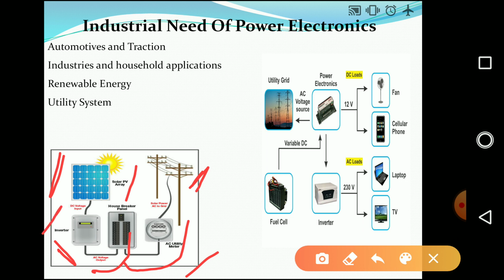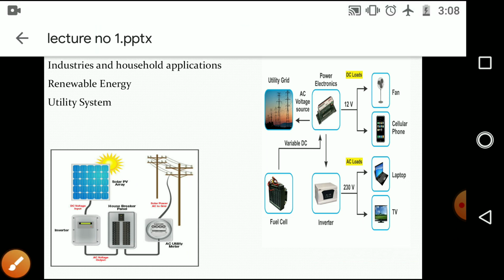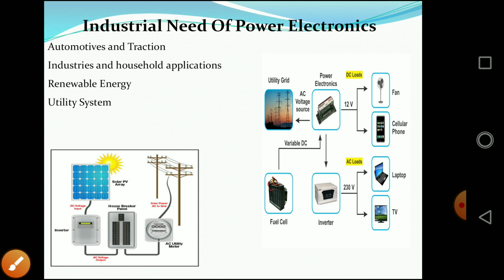So here the inverter is one of the power electronic circuits, which converts DC supply into AC, and it connects to the house breaker panel, and from the house breaker panel we give supply to our household applications. In this manner we are using power electronic circuits for different applications.